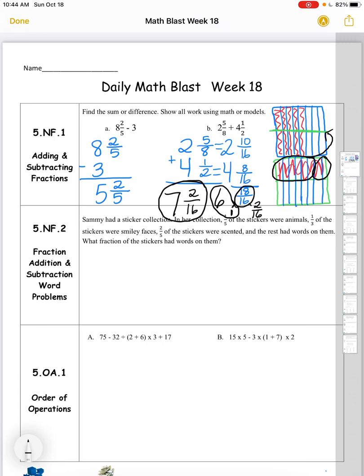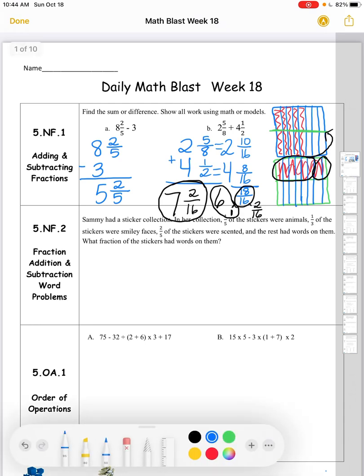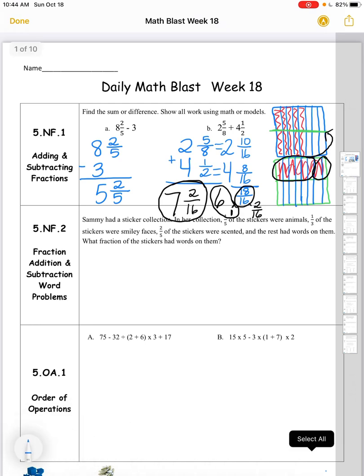Fraction, addition, and subtraction word problems. Sammy had a sticker collection. In her collection, 1/5 of the stickers were animals, 1/3 of the stickers were smiley faces, 2/5 of the stickers were scented, and the rest had words on them. What fraction of the stickers had words on them?